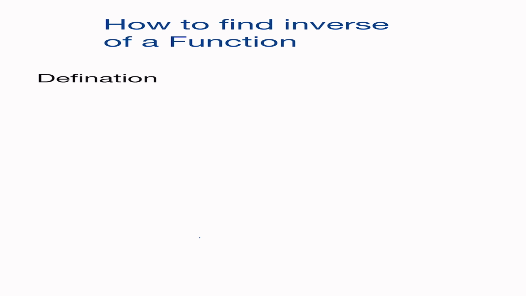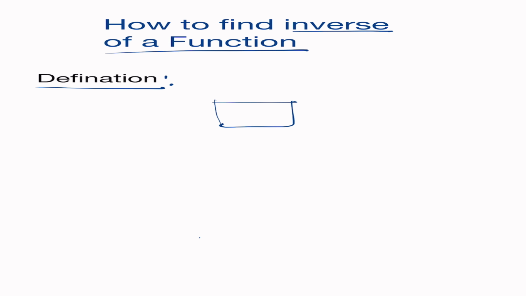Let's talk about inverse of a function. I'll explain in simple words so that you understand. For the definition, let's say you have a machine. This is a magical machine. It can reverse anything you have.